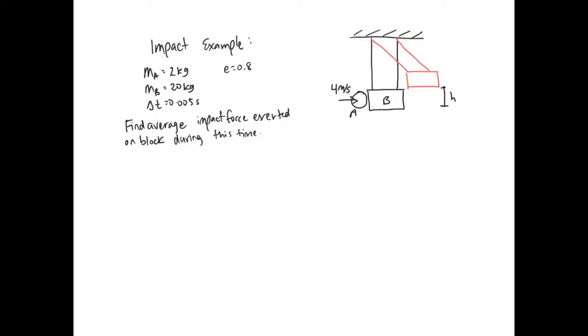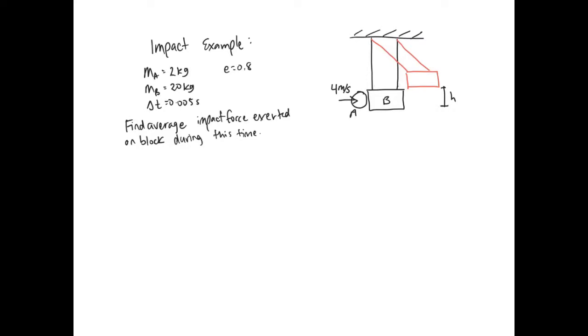In this video, we're going to look at an impact example. What's happening in this picture is we have a block that's hanging from the roof with two cables. And here we have a ball, A, that's hitting block B, and then block B is swinging upwards. So there'd be some sort of delta H here because the length of these cables isn't changing.